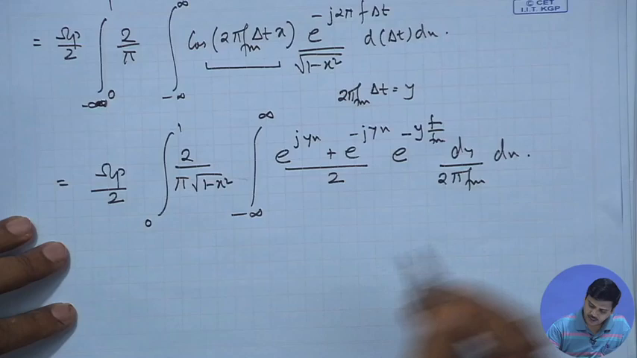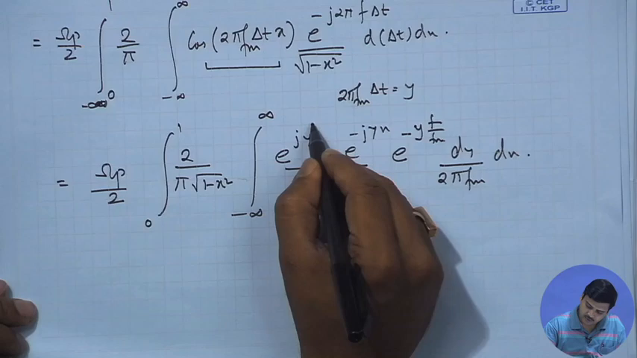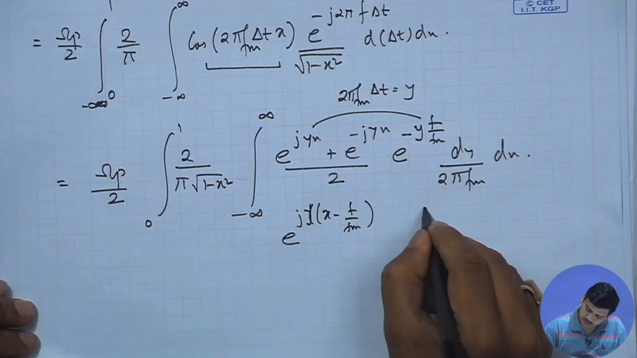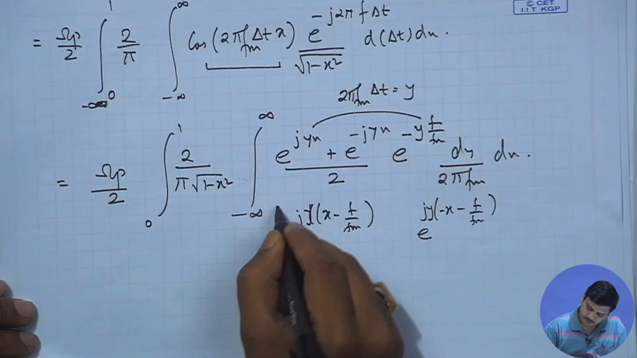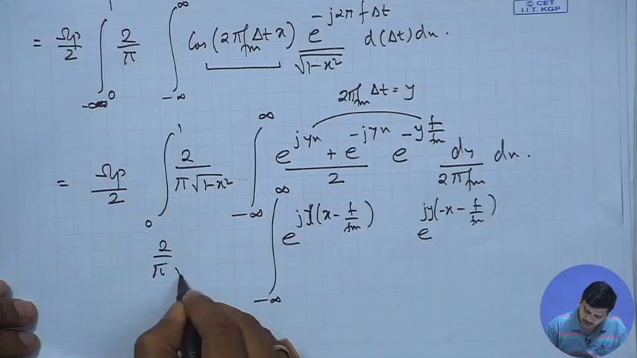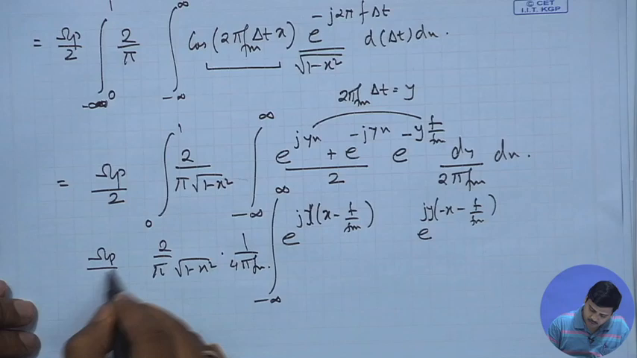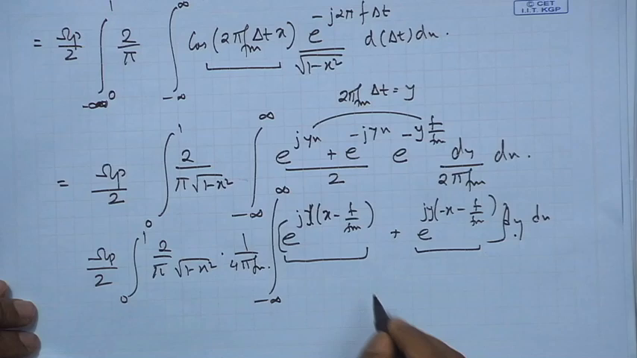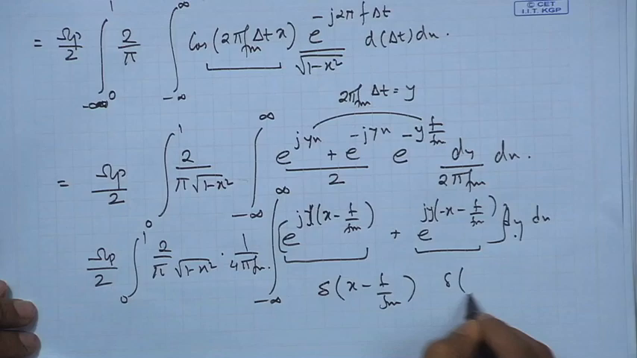And if we continue with this, you will have to collect these two terms. So, you will be getting e to the power of j times y times (x minus f by f m), and you will also be getting e to the power of j times y times (minus x minus f by f m), integrated from minus infinity to plus infinity, 2 by pi, root over 1 minus x squared, 1 by 4 pi f m, omega p by 2, 0 to 1, dy dx. Now, if you look at this integral with dy and this integral with dy, you are going to get a delta function of x minus f by f m, and here you are going to get a delta function of minus x minus f by f m. So, you will be getting two delta functions, and the denominator is this.